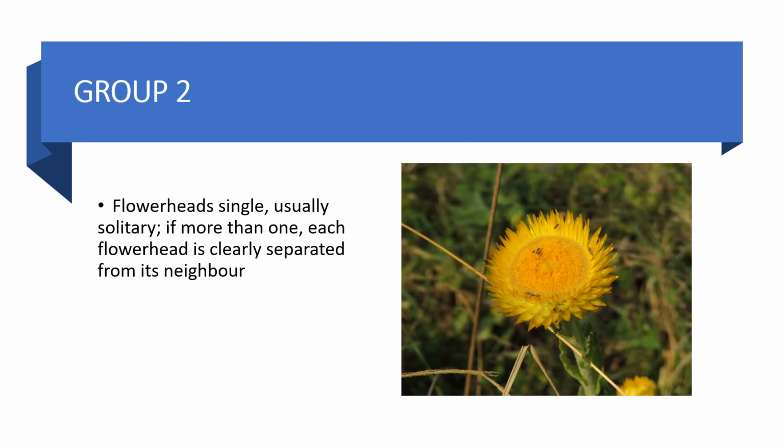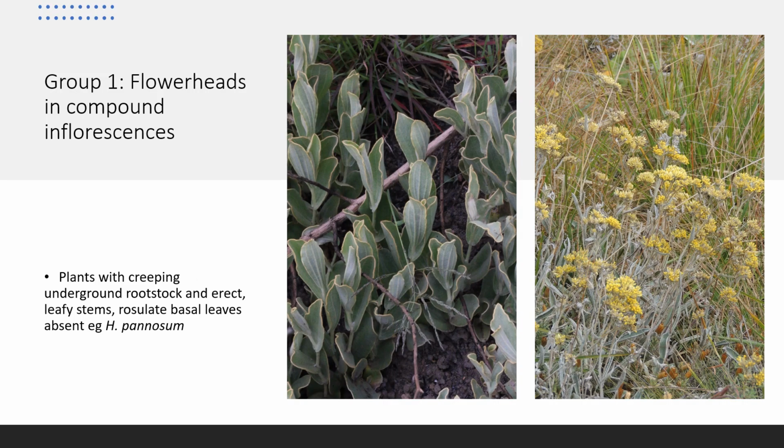The second group are those with single, usually solitary flower heads. If there's more than one, each flower head is clearly separated from its neighbor. Let's start with the group with compound inflorescences.